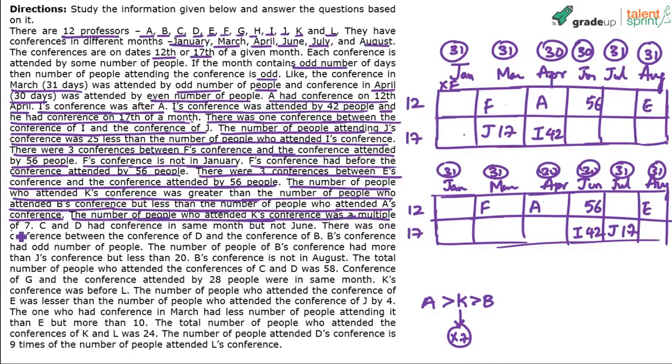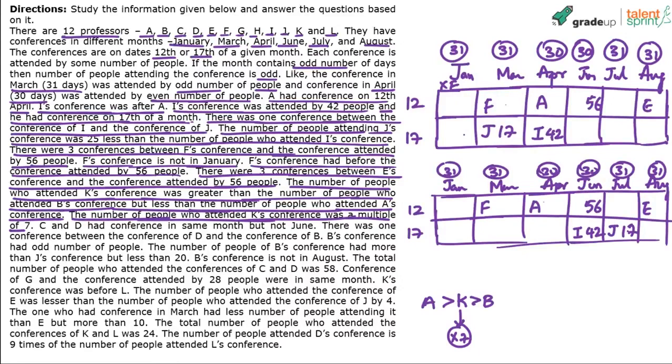Next point. C and D had conference in the same month but not June. Now understand, C and D had conference in the same month. Can it be Jan? Yes. Both the slots of the same month should be available for C and D. So Jan is possible. March anyway is blocked. April is blocked. June, not June. C and D cannot come in June, he said. But July also is available.